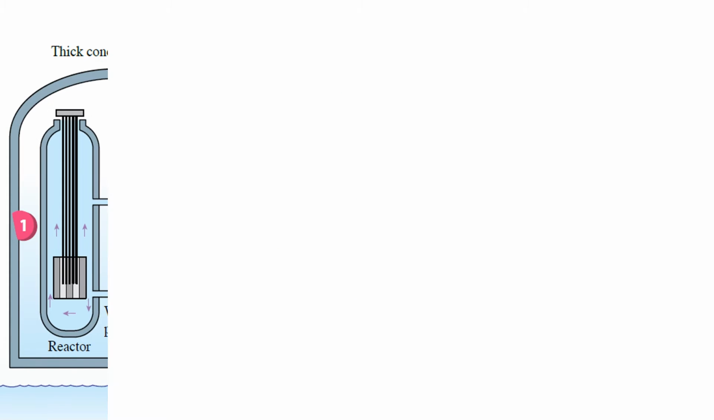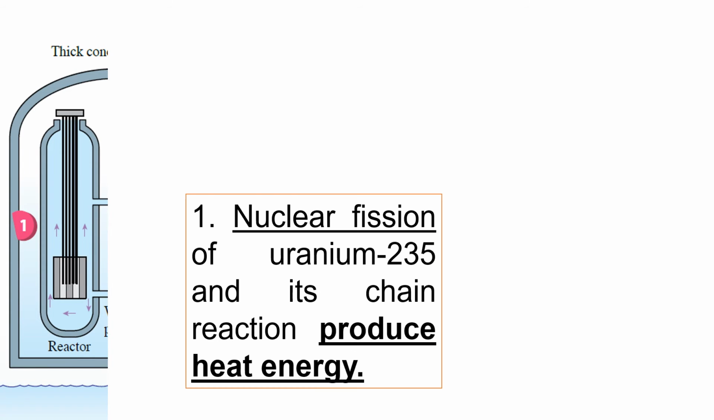It is nuclear fission. So, inside of the reactor, nuclear fission of uranium-235 and its chain reaction will produce heat energy. From this heat energy, it will produce steam, which will drive the turbine and also generate the electricity in the system. But I am not going to talk about the whole process of generating the electricity, but we are going to talk about nuclear fission over here. So I just want to make sure that you still remember what nuclear fission is.